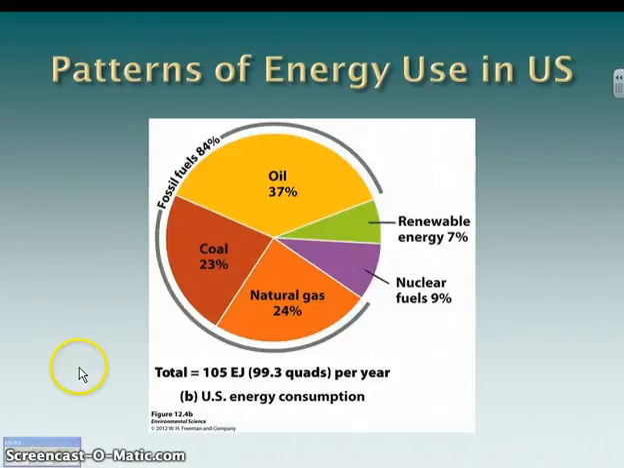If we take a look at this slide, again, talking about patterns of energy use in the U.S. and our graph here, we can see that in total we've got 105 exajoules that are used, and 84% of the energy used in the U.S. comes from fossil fuels, primarily oil, and then closely second and third are natural gas and coal. About 7% of our energy comes from renewable sources, and 9% from nuclear.